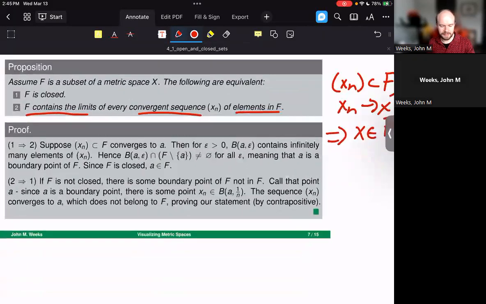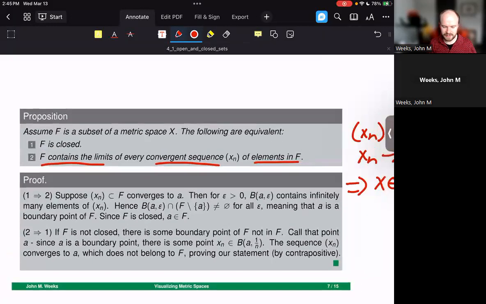So let's take a look at that. Let's start by saying that X sub n, a subset of F, converges to A. Here we're using the fact that 1 is the antecedent of our conditional, so we also know that F is closed. Well, then for epsilon greater than 0, the ball centered around A of radius epsilon contains infinitely many elements of X sub n. That's going to mean that A is absolutely a boundary point of F, since epsilon is arbitrary. But the boundary points of F are contained in F since F is closed. So A is going to be inside of F.